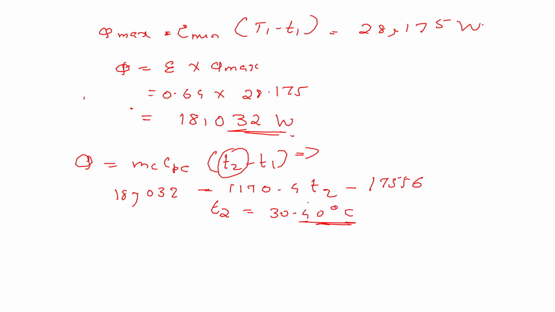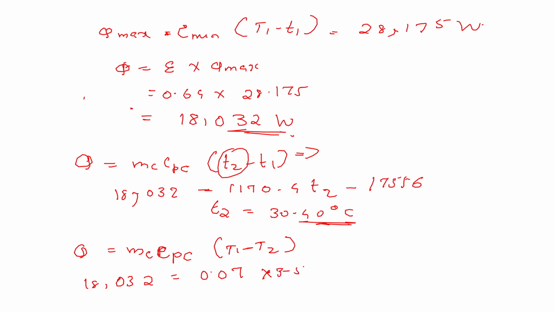So the outlet temperature of water will be 30.40 degrees Celsius. Now we know that Q is equal to mh Cph times T1 minus T2. So 18,032 is equal to 0.07 times 3.5 times 10 to the power 3 times 130 minus T2. From that we have to calculate the value of capital T2. The outlet temperature of the liquid T2 will be 56.4 degrees Celsius.